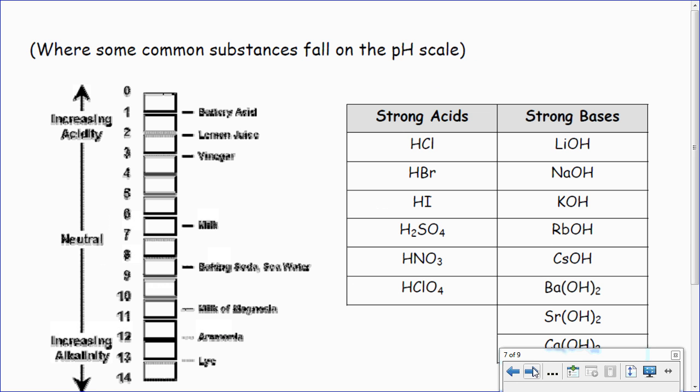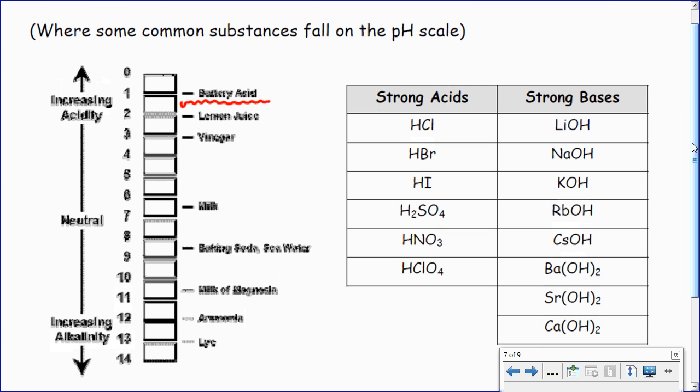Now, some simple solutions of household things do have pHs. Okay. Battery acid's the nastiest stuff out there. Lemon juice is pretty gnarly too if you get it in your eye, but lemon juice generally won't scar you. Battery acid would. So the dividing line between gonna hurt you and you can eat it is pH 1 or 2. So I wouldn't suggest eating battery acid. I think it would hurt you a lot.